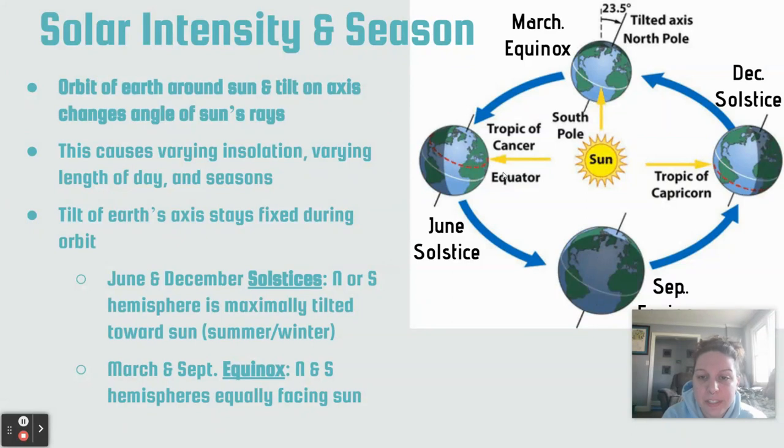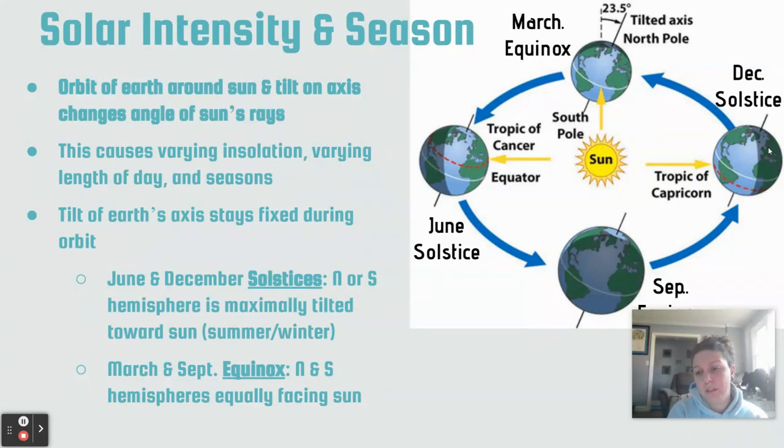So here you can see this is our June solstice over here. And because of that tilt of the Earth's axis, we actually can see that above the equator, our northern hemisphere is tilted more towards the sun. So that's going to increase the amount of sunlight hitting the northern hemisphere. So here we would be going into our summer, and because the southern hemisphere is tilted away, they would be going into their winter.